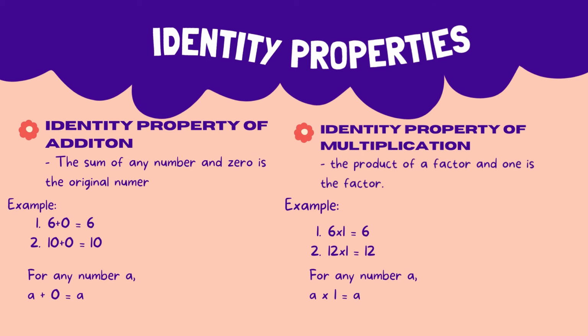And the identity property for multiplication: the product of a factor and 1, or the product of any number and 1, is the number or the factor. For example, 6 times 1 is 6, 12 times 1 is 12. So any number that you multiply by 1 follows the identity property of multiplication. For any number a, a times 1 is equal to a.